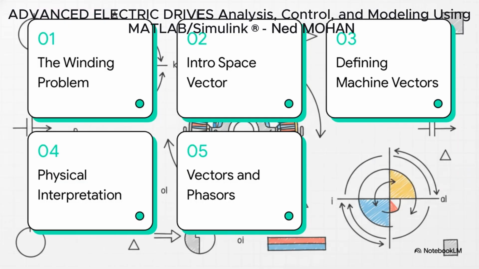So here's the plan. We'll start with what I call the winding problem. Then we'll introduce the space vector as the solution. After that, we'll get into the nitty-gritty of defining the machine vectors and what they actually mean physically. And we'll wrap up by connecting all of this back to something you already know pretty well: phasors.